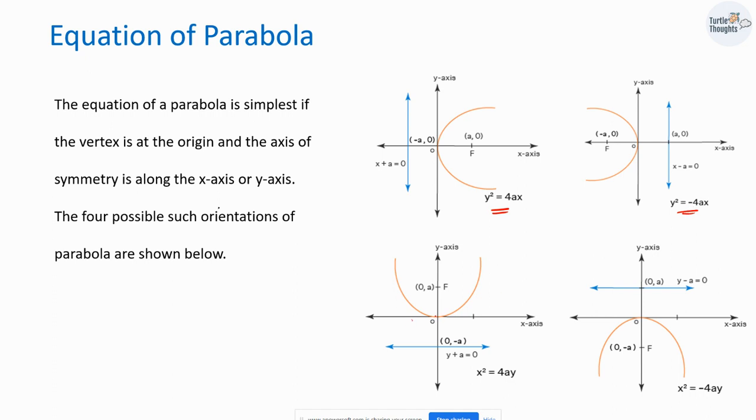Similarly, if the parabola's axis is along the y-axis and it is facing upwards, the equation is going to be x square is equal to 4ay. If it is facing downwards, the equation is going to be x square is equal to minus 4ay. We are going to derive the equation for any one of the orientations. This being the most suitable orientation, I'll be deriving the first one.